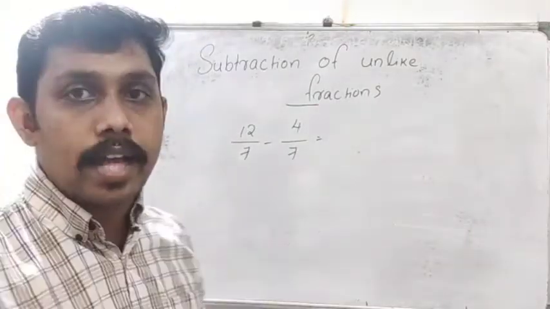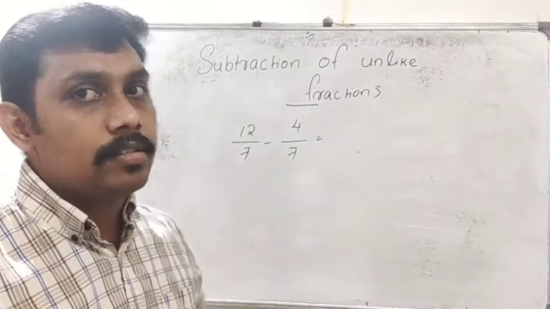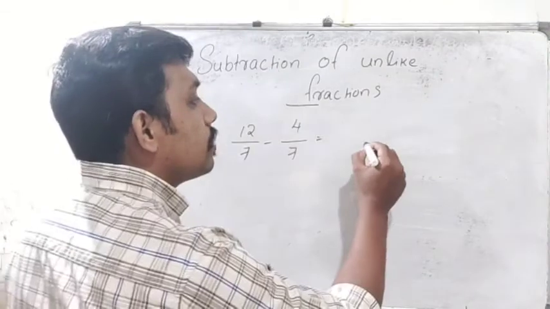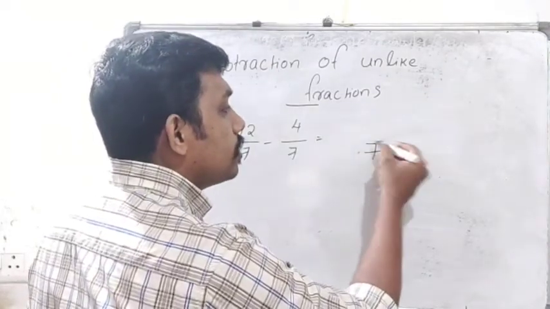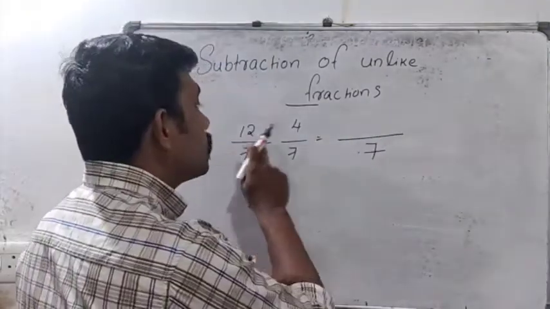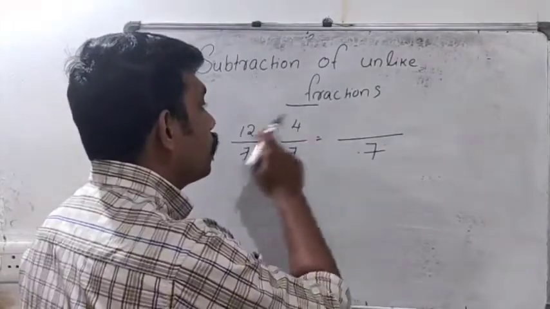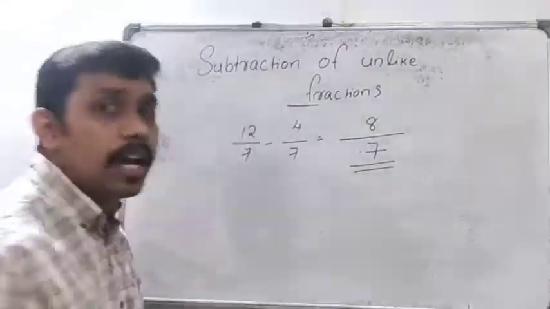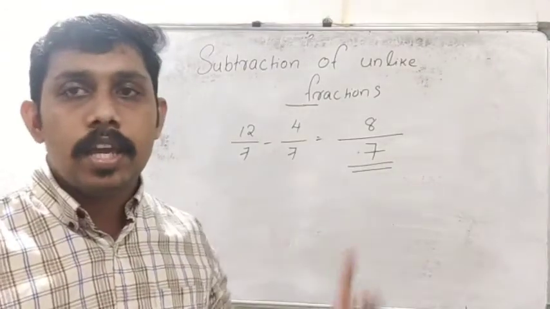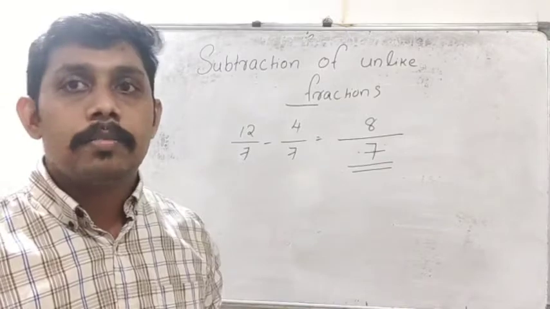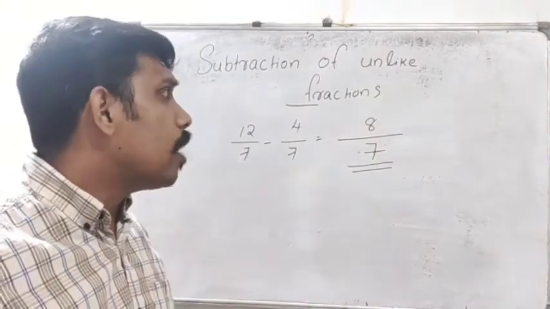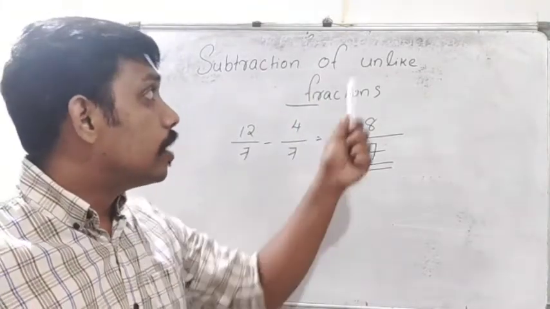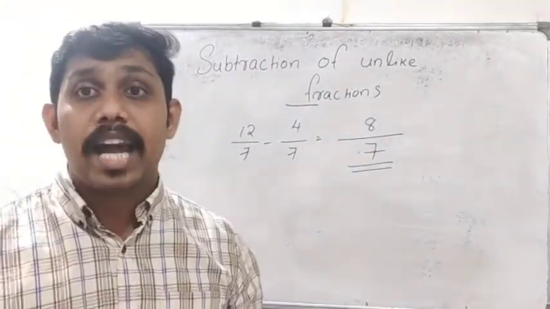So this is an equal fraction, which means the denominators are the same, isn't it? So we can simply subtract, write the denominator as common and subtract the numerators. 12 minus 4, the answer becomes 8, that is 8 by 7. This is the answer. So it is an improper fraction. We can convert it into what? Mixed fraction.